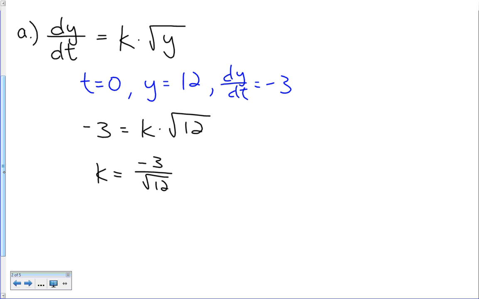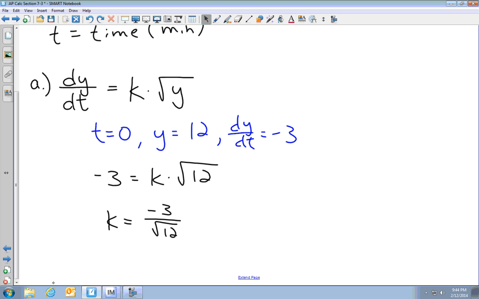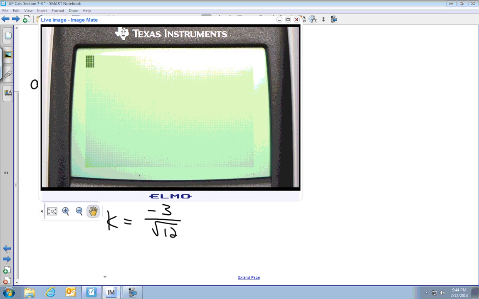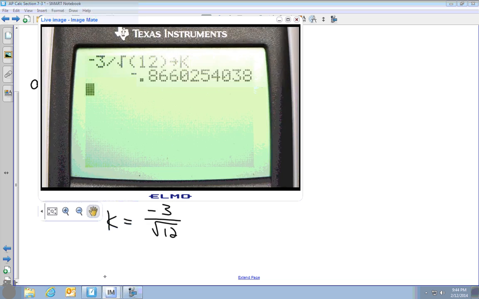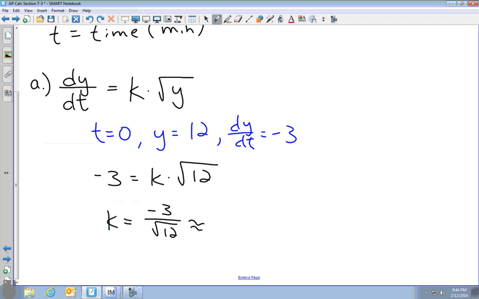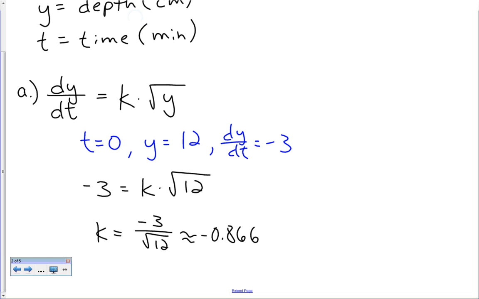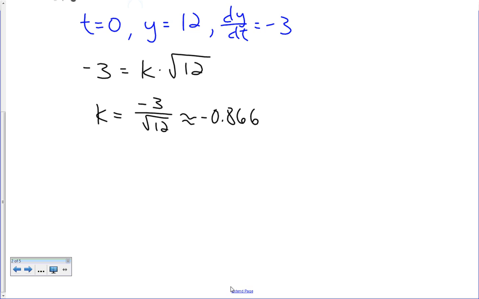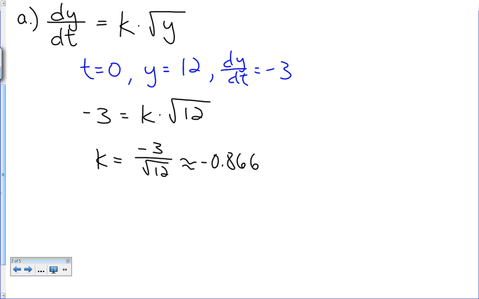And if you want to, you can actually find an approximation for that constant here. We'll do that on the calculator. If we take negative 3 and divide it by the square root of 12, and I'm going to store that into k while I'm doing this because we can use that later in our calculations, we get approximately negative 0.866. And you can decide to write this either way in your problem from this point forward. You can write it as negative 3 over root 12, or if you prefer, as negative 0.866, since we found it's equal to that value.